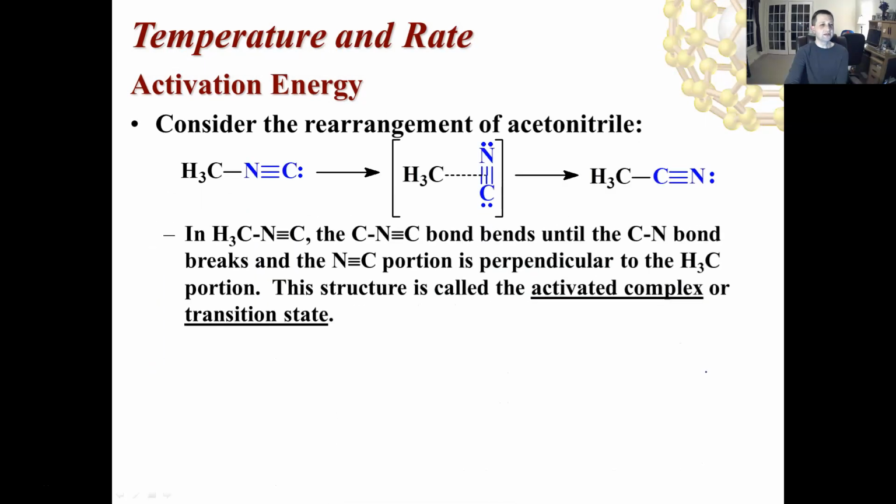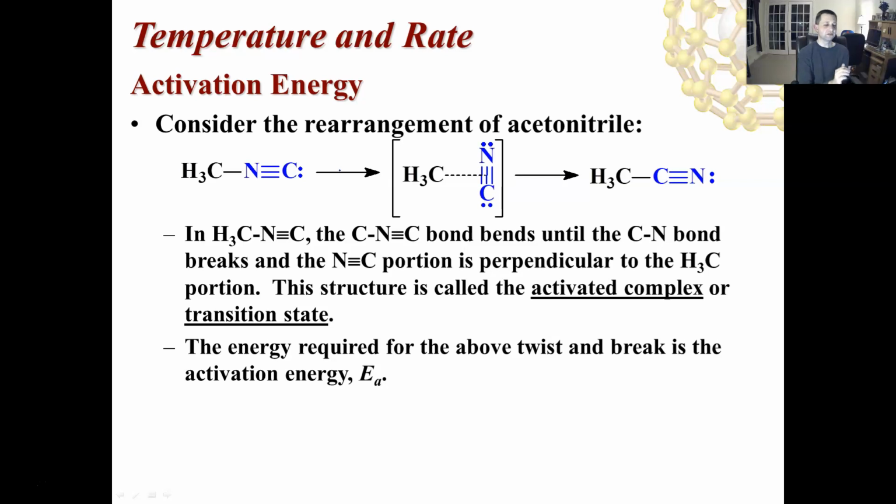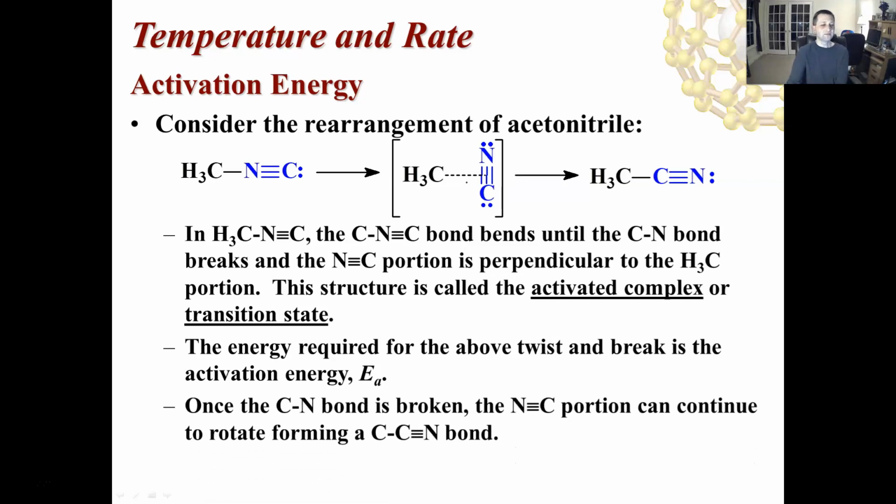Okay, so another example of this is the rearrangement of acetonitrile, which is kind of cool to look at here. We have a CH3, a methyl group here on the left-hand side, single bonded to an N triple bond C. What's going to happen is this N triple bond C is going to rotate, and a certain amount of energy is needed for that to happen. So the activation energy is going to be required for this to start to rotate. You see it right here. It becomes perpendicular to that methyl group, and then once that occurs, the rotation is free to happen the rest of the way, and then we create our methyl group bonded to carbon triple bond nitrogen.